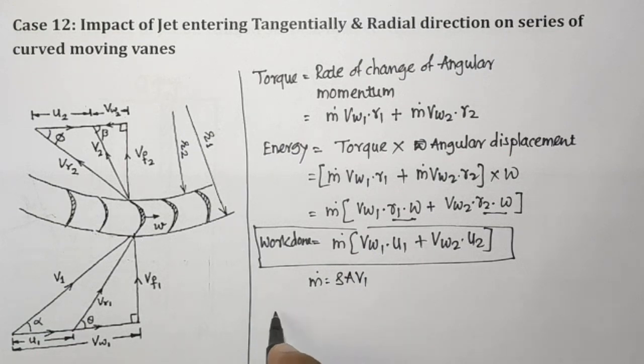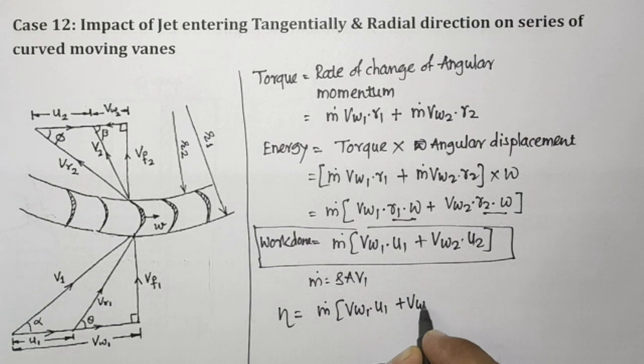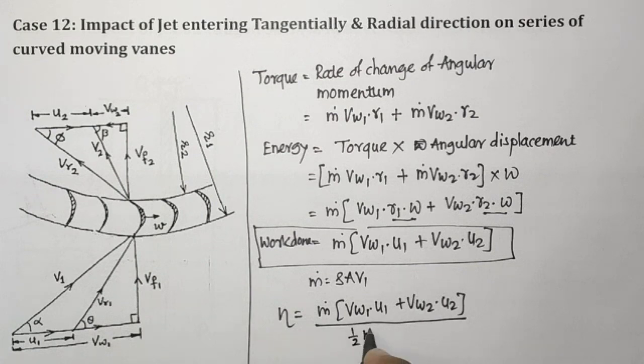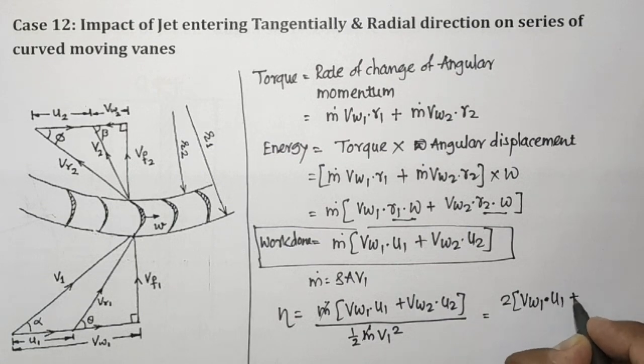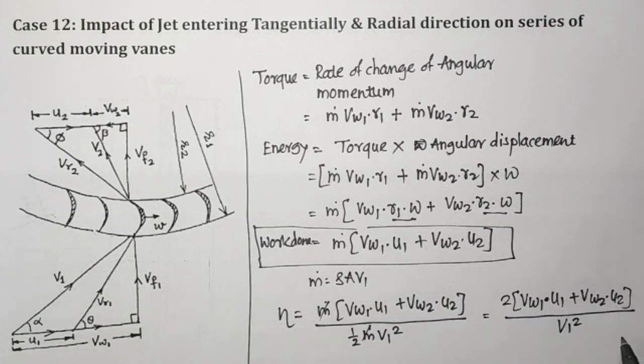Now efficiency is equal to the output energy divided by the input energy. We write m dot into Vw1 into u1 plus Vw2 into u2 as the output energy, and the input energy is 1/2 m dot into v1 square. So m dot gets cancelled out and you will have 2 into Vw1 into u1 plus Vw2 into u2 divided by v1 square as the efficiency of this particular series of moving vanes.